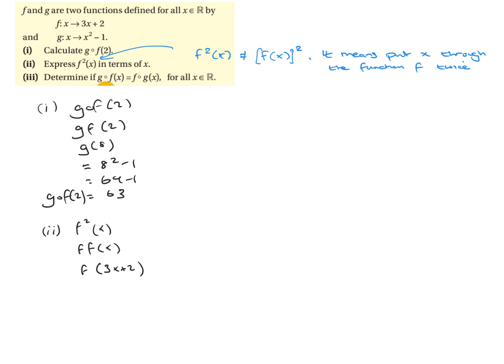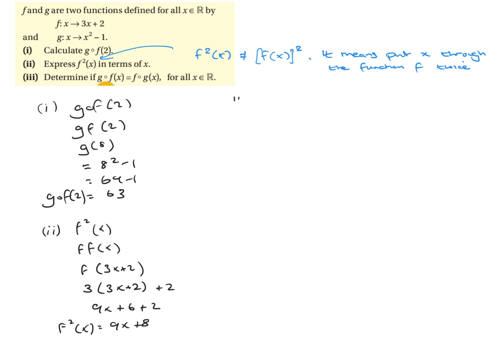So now what we have is 3 times, well, the x is now replaced by the 3x plus 2, and then we have the plus 2. If we work that out we get 9x plus 6 plus 2, which is 9x plus 8, and that there is f squared x. That's what that's equal to.